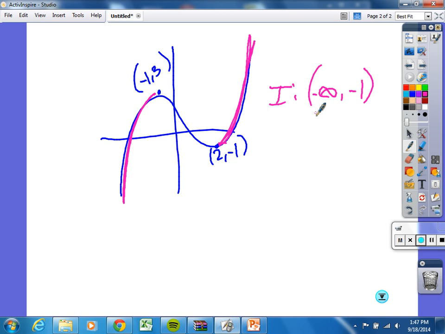Okay, where else does this graph increase? Where do we start increasing at? 2 to, not 2 to, but 2 to where? 2 to infinity. If you have more than one, you need to put a union sign. Not a U, a union. Okay, it means or. That's what it means.